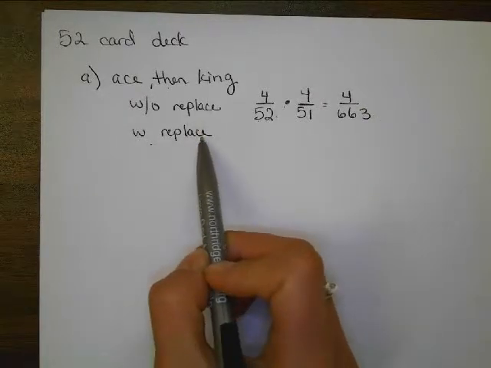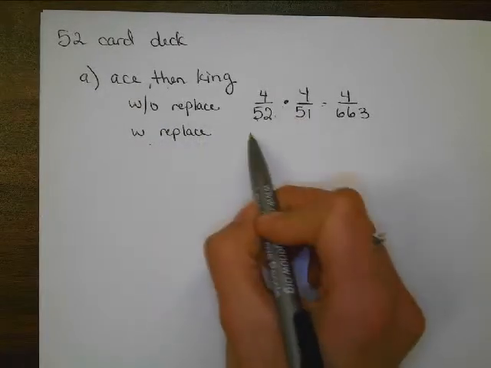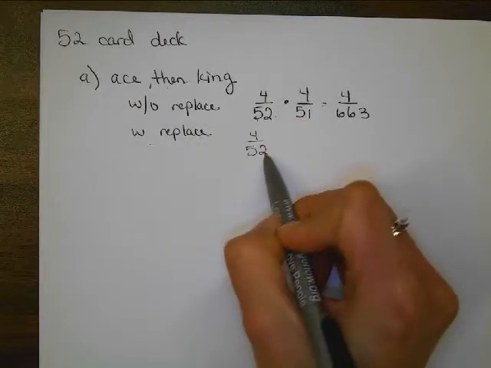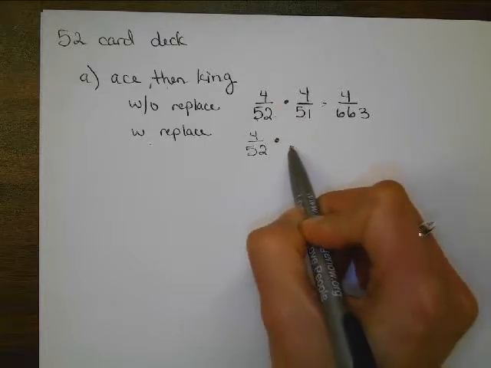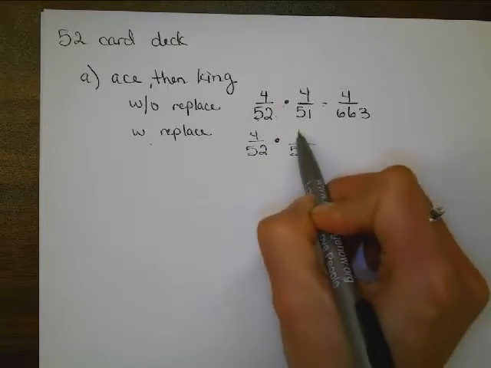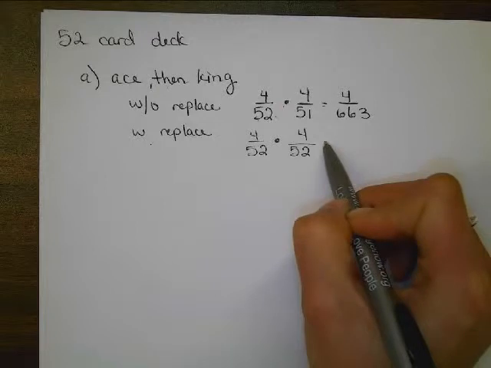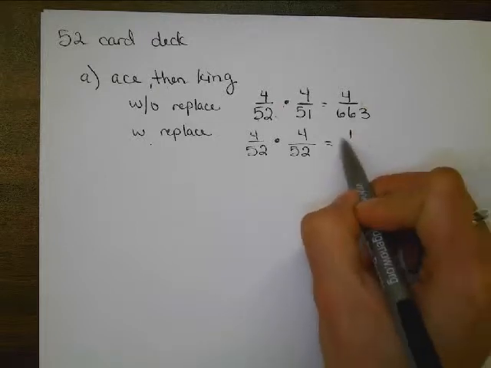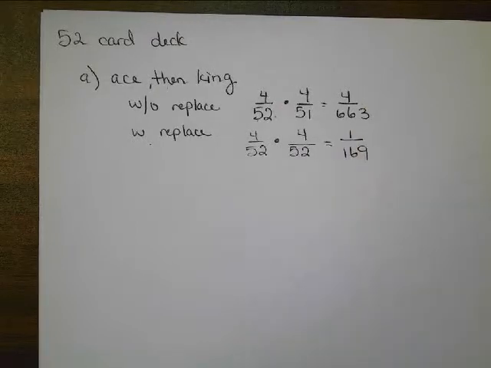Now if we find the probability with replacement, then I will have 4 out of 52 cards for an ace, and since I put it back, I still have 52 cards, and this time there are 4 kings. The probability of that, after you reduce, is 1 out of 169.